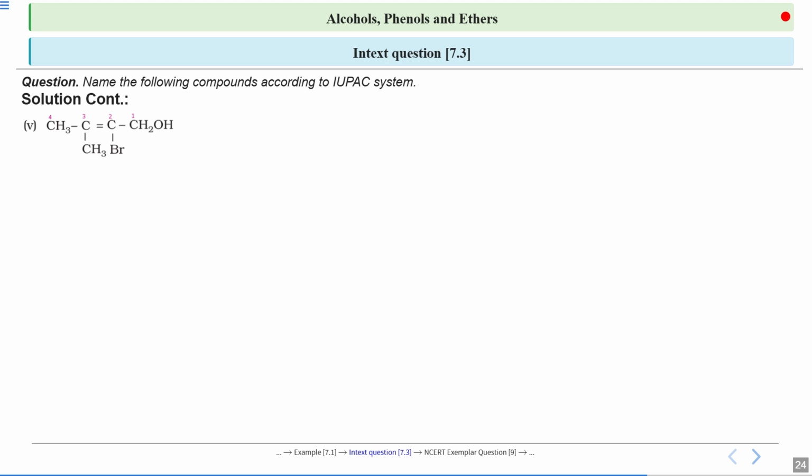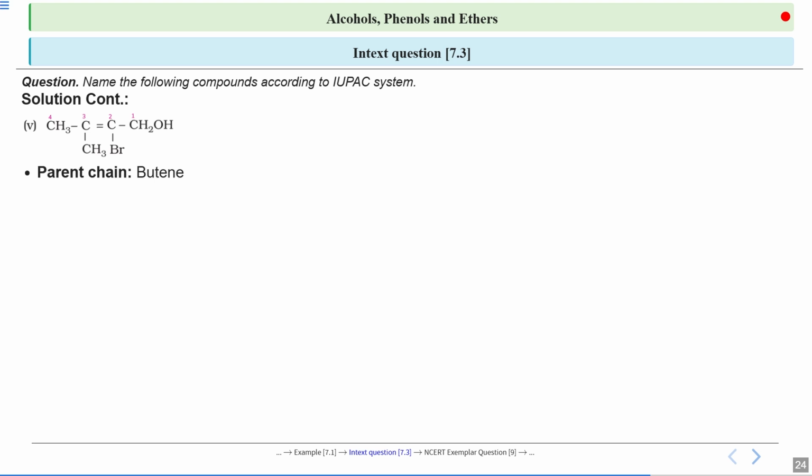Or you can say that at the first carbon we have OH, at the second carbon we have the double bond, so 1 plus 2 is 3. But if you do the numbering the other way, the fourth carbon will be your OH group carbon, and the second carbon will be a double bonded carbon. So 4 plus 2 is 6, which is greater. So we will prefer this numbering.